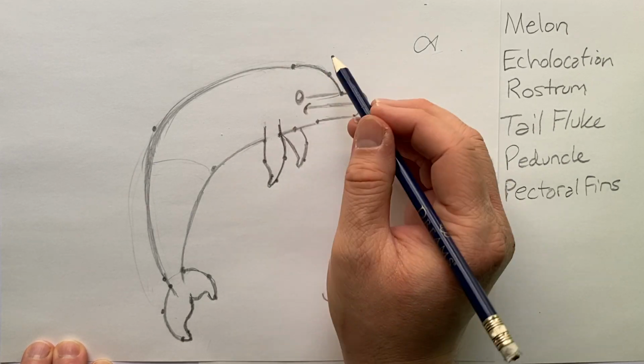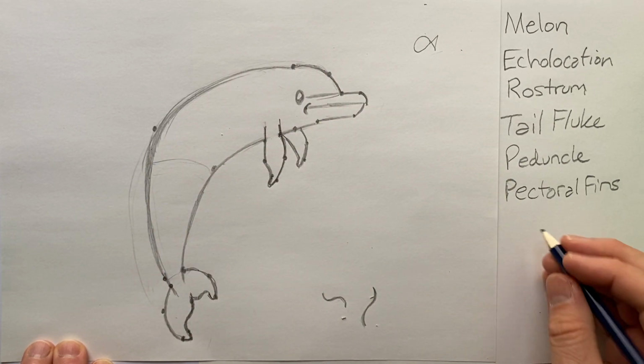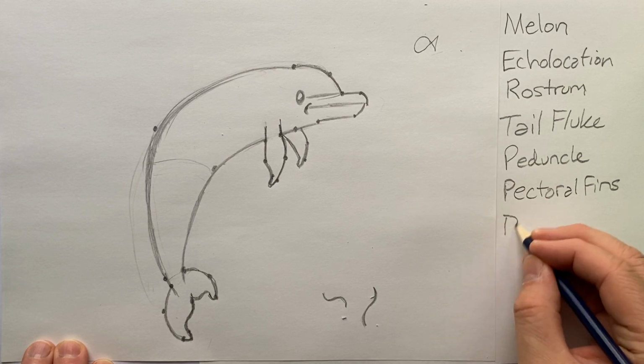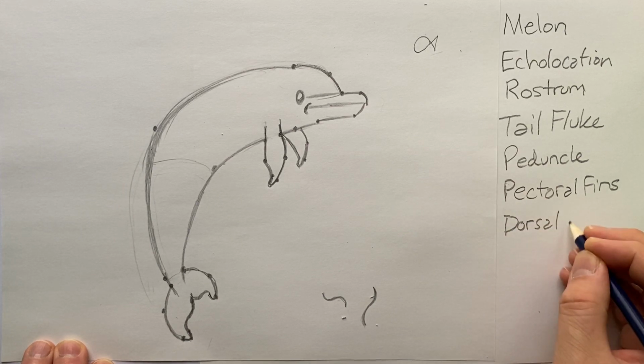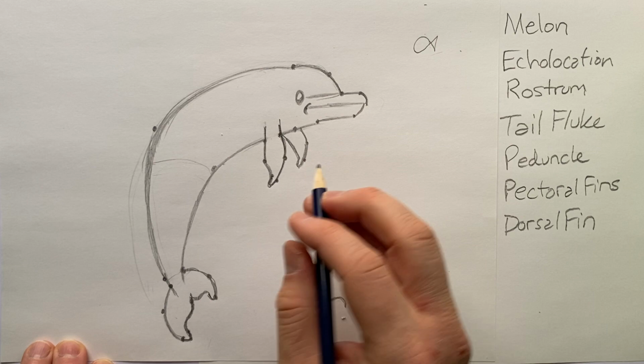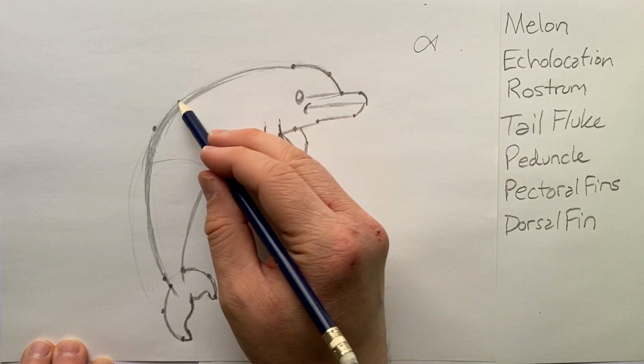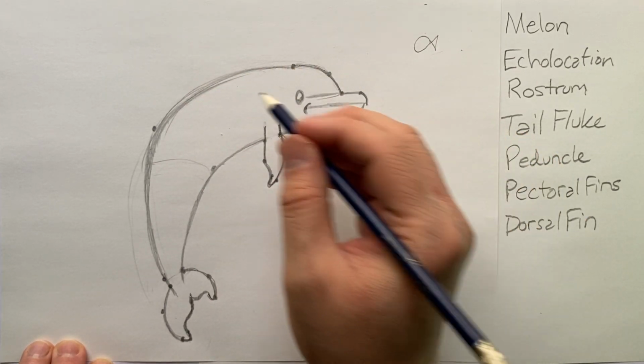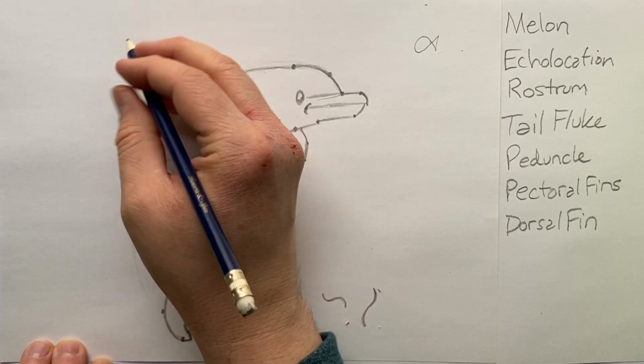Now that's pretty good. Now we're going to go ahead and add the final fin on this animal, and that's the dorsal fin. The dorsal fin is a fin that helps give the dolphin stability as it's swimming through the water. So if we were to look at the dorsal fin, I'll just draw it real quick over here.